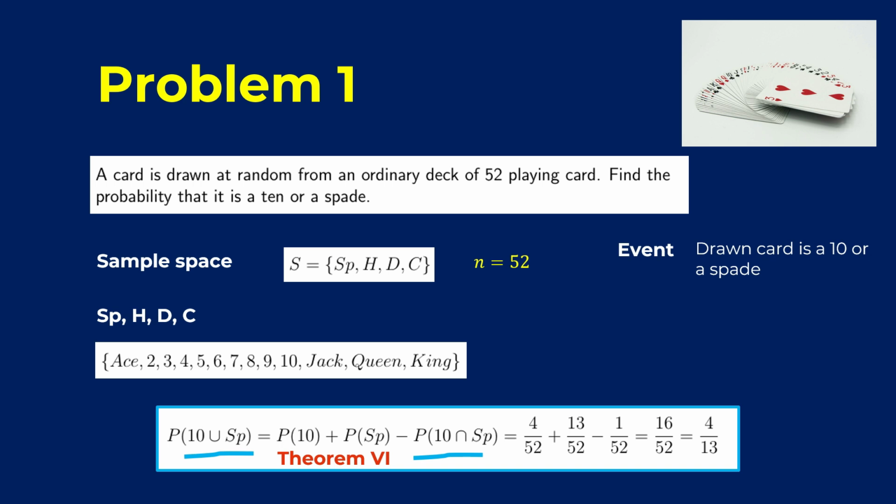So just like the previous example, the probability that the drawn card is a 10 is 4 divided by 52, or 1 by 13. Then the probability that the drawn card is a spade is 13 by 52, or 1 by 4. And the probability that the drawn card is both 10 and spade is 1 by 52. This gives us the answer, which is the probability that the drawn card is a 10 or a spade is 4 by 13.